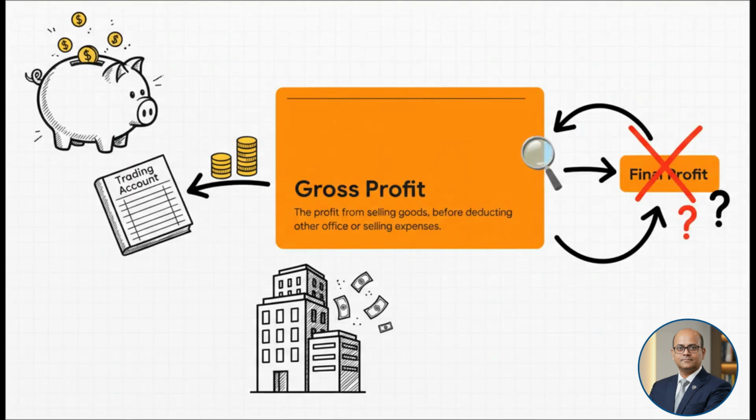Now, this profit that we calculate from the trading account, it has a special name. We call it gross profit. Now, gross means the big total profit, the first level of profit. But listen carefully. This is not the final real profit of the business. It is just the first step.